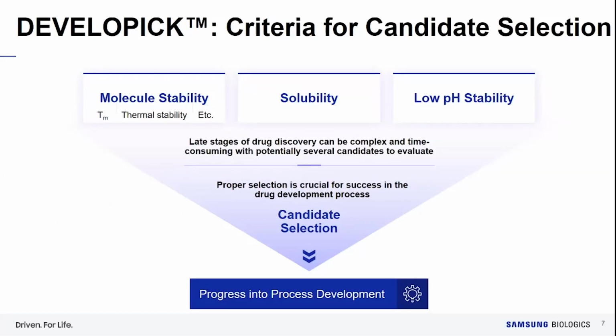So here in this slide, there's a high-level overview of the process for developability assessment, and this is our DEVELOPICK platform. We're at SBL, and as part of our developability assessment, we evaluate molecular stability, relative solubility, and low pH stability. The complete data set allows the development team to recommend a candidate based upon its physical chemical properties.